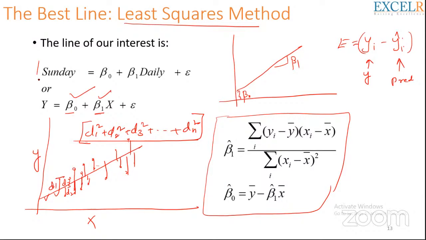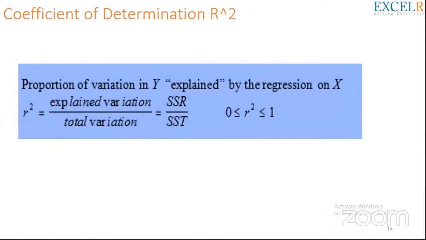My regression equation is as we discussed: Sunday equal to beta naught plus beta 1 into daily. Just imagine that we have estimated beta naught and beta 1 using those formulas, and my regression equation is ready. We are going to see in Python how to do that, but for the time being, just assume my regression equation is ready: beta naught plus beta 1 into daily.